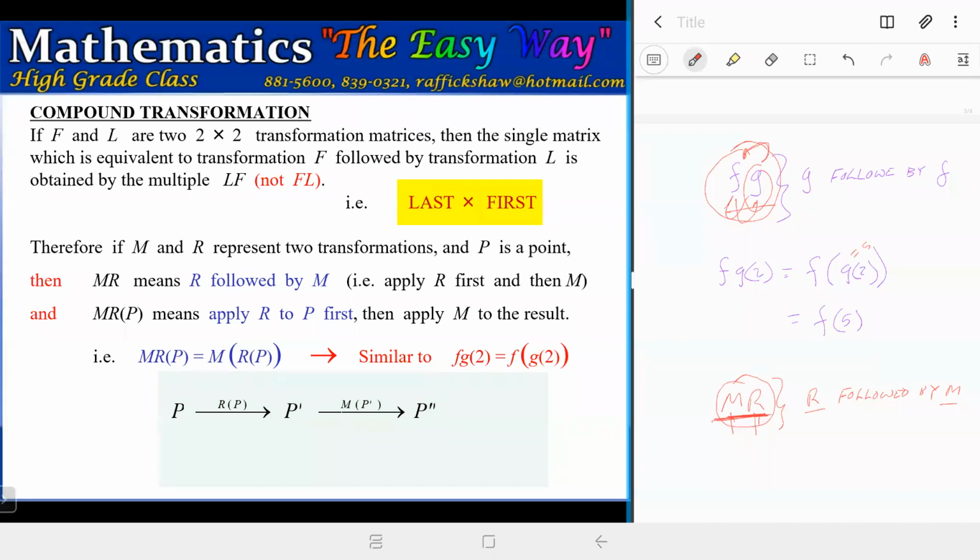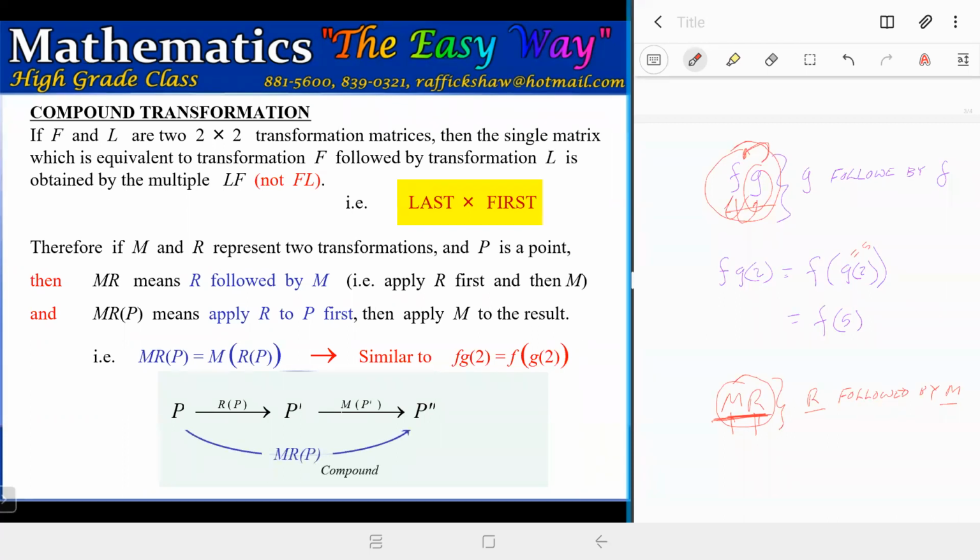That's doing it in 2 steps. You go from P to P prime using the R. Then you go from P prime to P double prime using the M. You do the R first. MR means do the R first. All right? That's doing it in 2 steps.